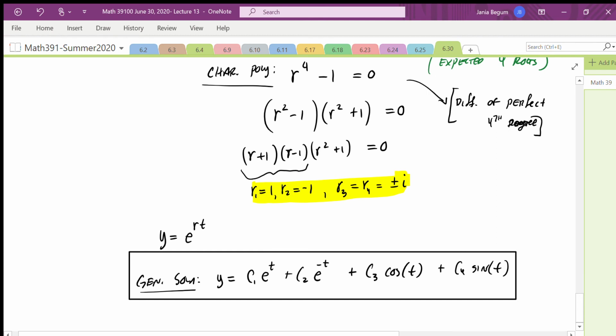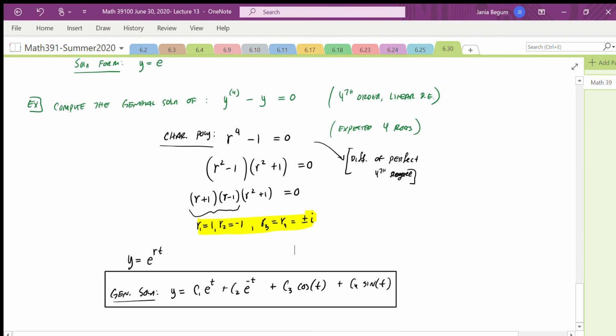Does all of this make sense? Does it make sense what we're doing?